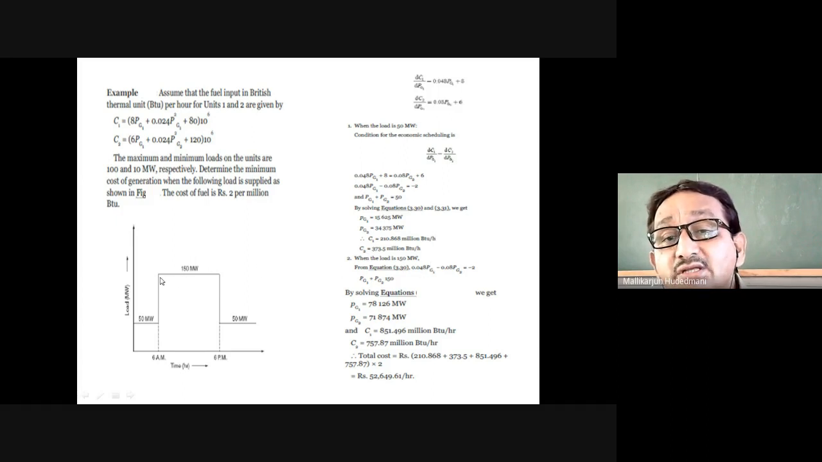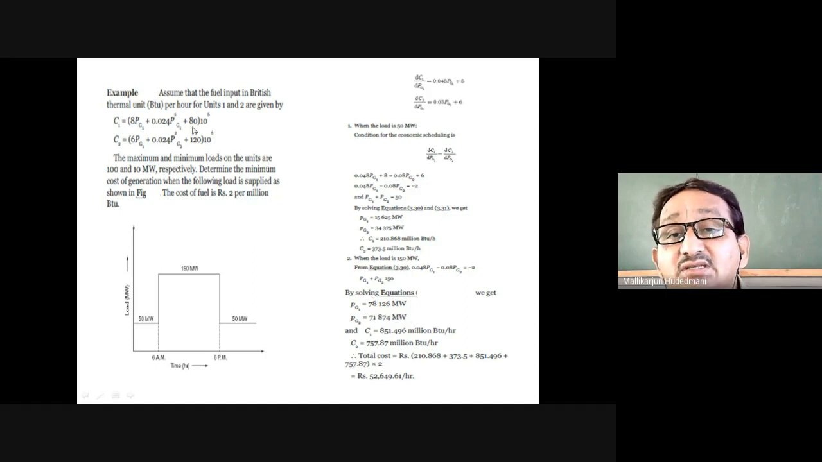Similarly, what is the cost of production by these two machines when they are sharing 150 megawatt? This is case number 1 for 50 megawatt. When the case is 150 megawatt, again the similar scenario. These incremental production cost must be equated to each other, and PG1 plus PG2 should be equal to 150 this time. On solving these two equations, I'll be getting PG1 of 78.126 megawatt, PG2 of 71.874 megawatt.